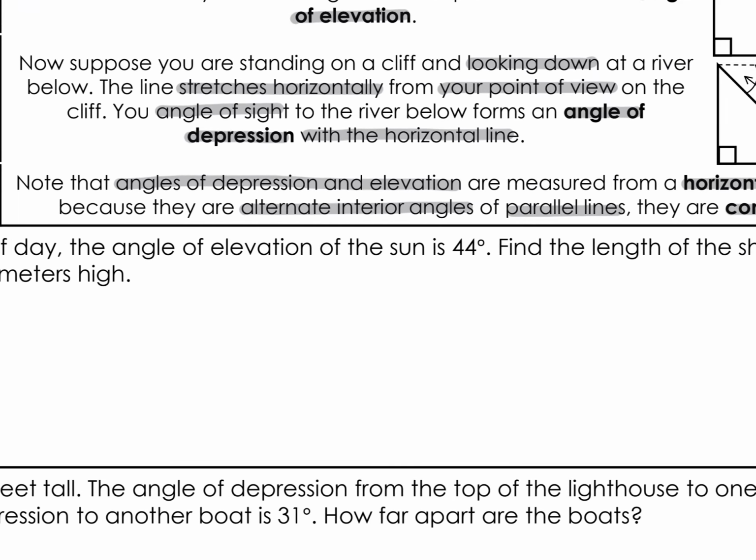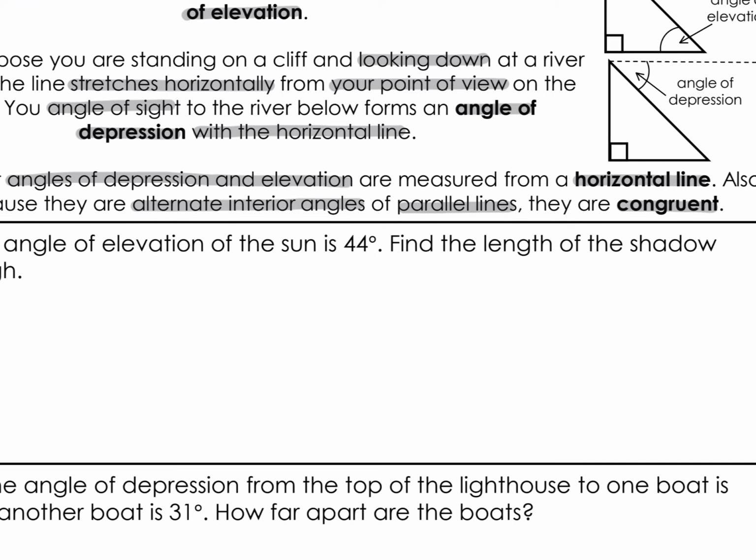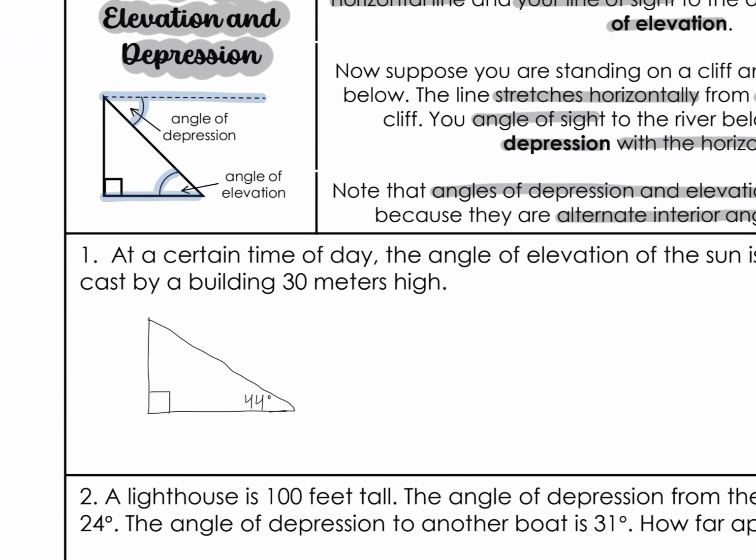And then they tell me that we are finding the length of the shadow cast by a building that is 30 meters high. So we have a building here that's 30 meters high, and we are going to find the length of the shadow, so I'm going to call that x. Once you have labeled your picture, you're going to go about it like we did in the previous lesson. We're going to start off by marking my angle, labeling my opposite, my hypotenuse, and my adjacent.